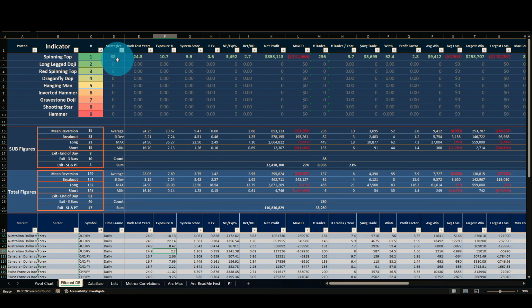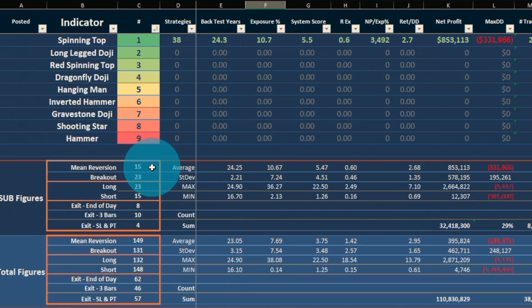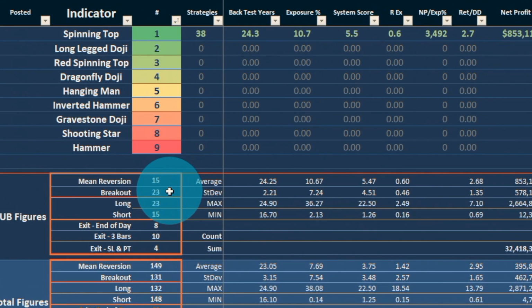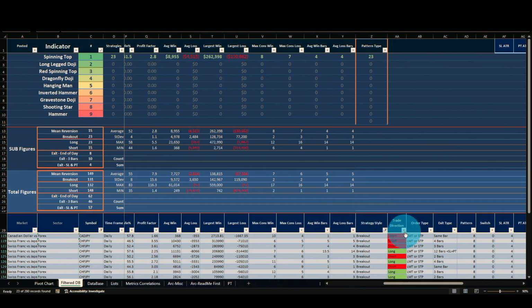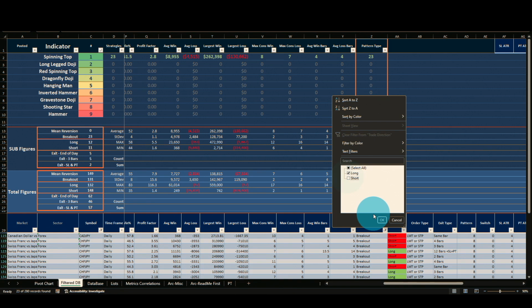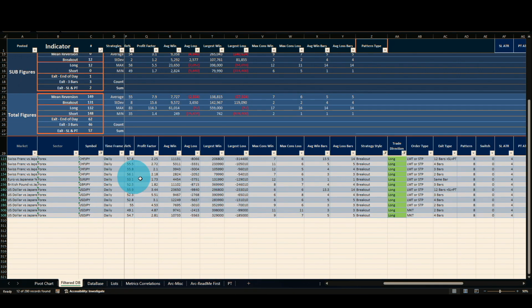So this is the spinning top. So we have 15 mean reversion and 23 breakout. So the breakout has a higher edge than the mean reversion. And also the long is more than the short. So we can go breakout long. So let's pick a breakout and long. And this is what we end up with.